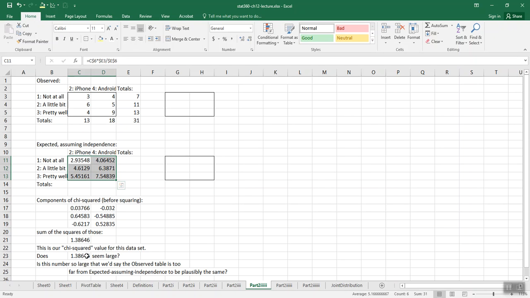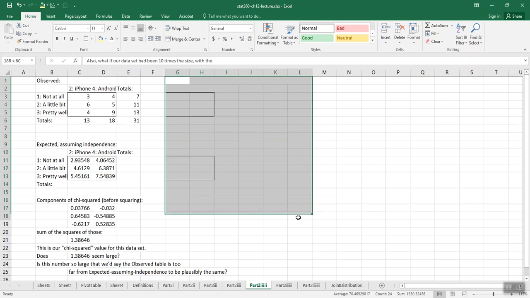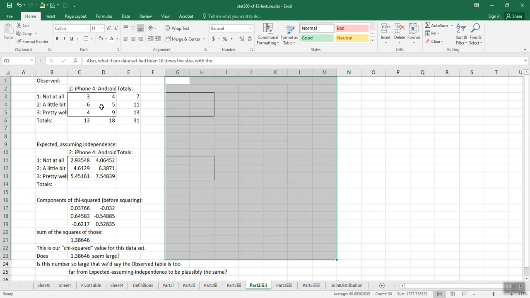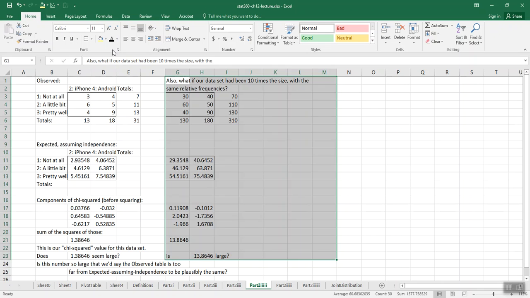Is 1.38 large? Is it so large that we'd say, oh, this table definitely wouldn't have come from sampling from a population that truly has independence? So is 1.38 large? It's kind of hard to say. Another thing to look at is the sample size. So here I've hidden some calculations: what if all these numbers were 10 times as big?